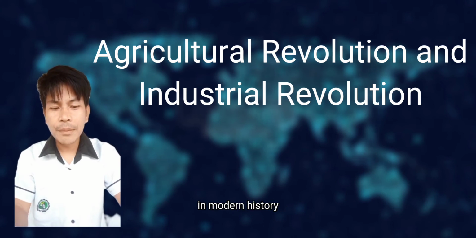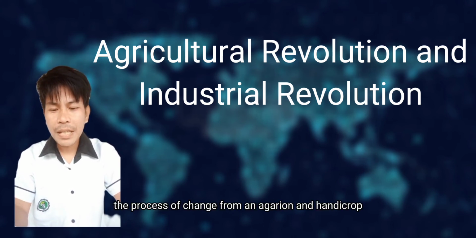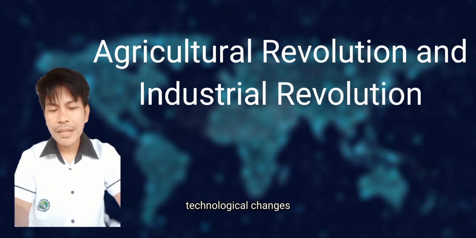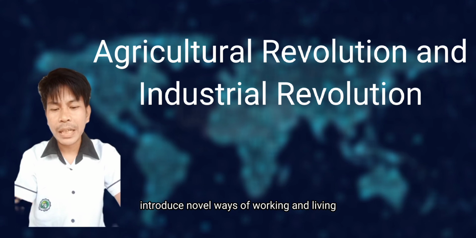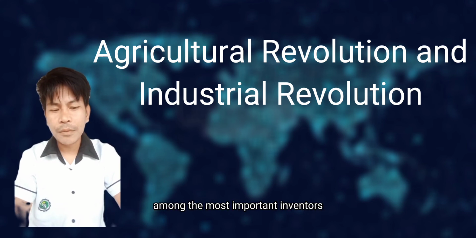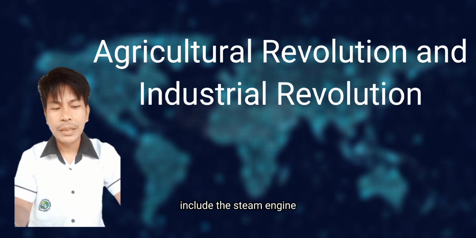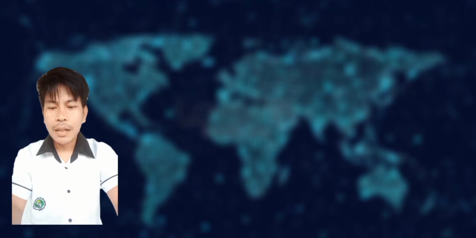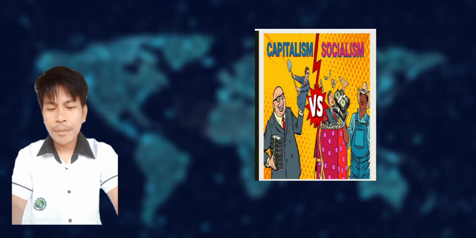Next is the Industrial Revolution. The Industrial Revolution, in modern history, is the process of change from an agrarian and handicraft economy to one dominated by industry and machine manufacturing. These technological changes introduced novel ways of working and living and fundamentally transformed society. For example, among the most important inventions of the first Industrial Revolution include the steam engine, the spinning jenny, the cotton gin, and the telegraph.